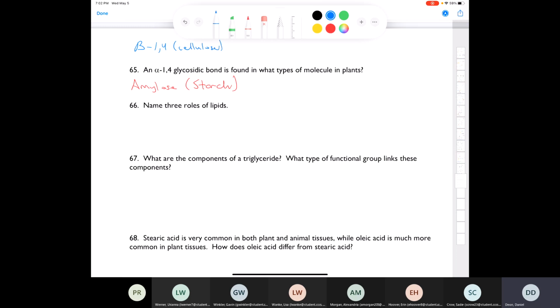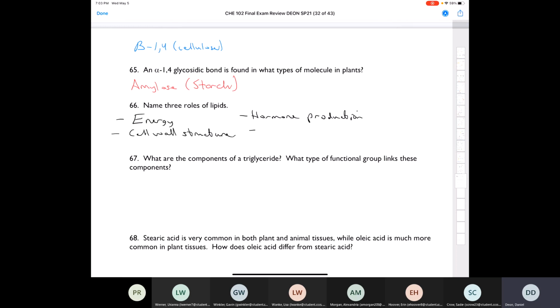Name 3 roles of lipids. I don't know. We can see here. Shock absorption, insulation, cell wall structure, energy. Let's put energy. Cell wall structure. Synthesis of biomolecules. I put here hormone production, for example. Hormone production. We can put insulation. Animals use fat as insulation.